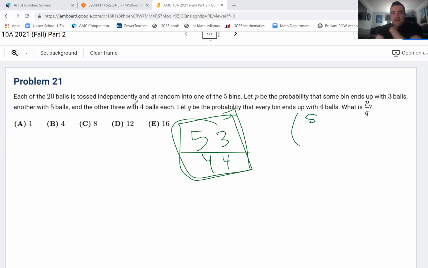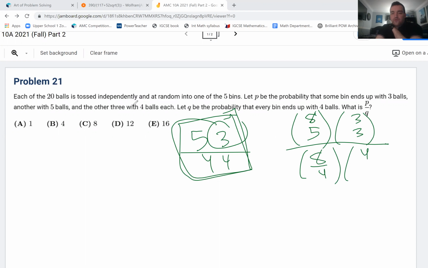If there's 8 balls remaining and we want 5 of them to go into one bin, it's going to be 8 choose 5. And then the last 3 will all have to be going into this bin. And then down here, we would have 8 choose 4, and then 4 choose 4. So it's 8 choose 5 times 3 choose 3 over 8 choose 4 times 4 choose 4. But 3 choose 3 and 4 choose 4 are both 1, so we can cancel those out.